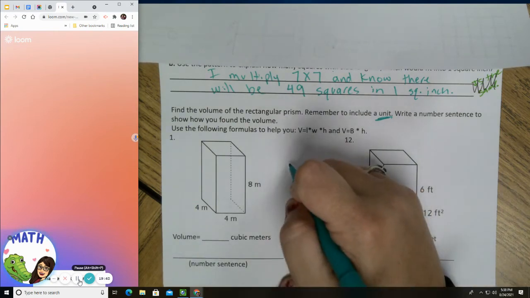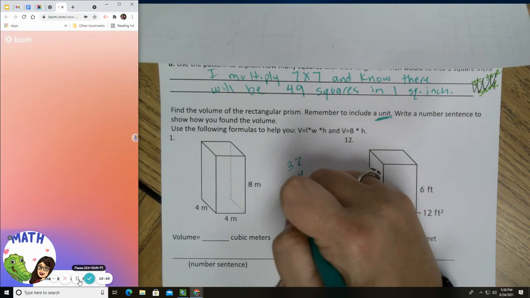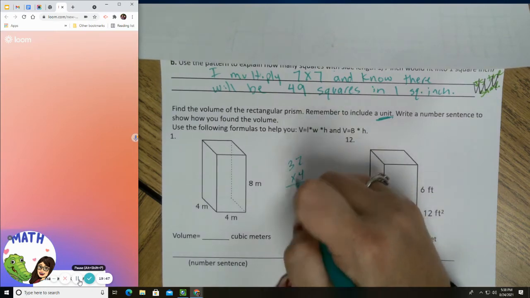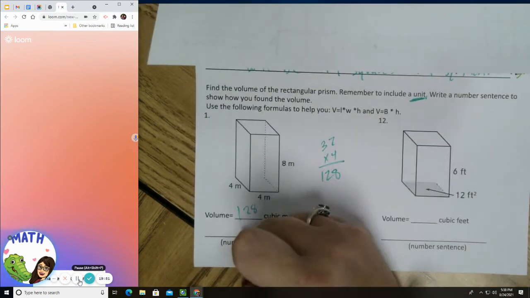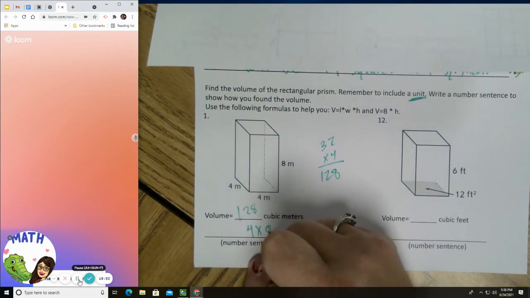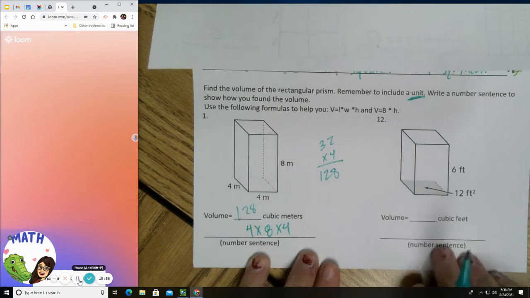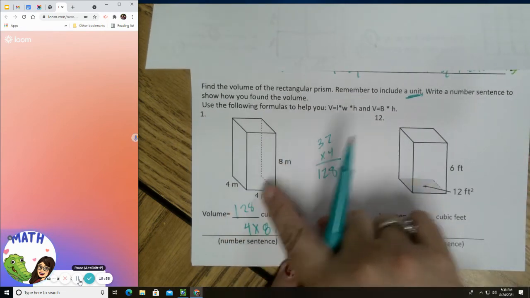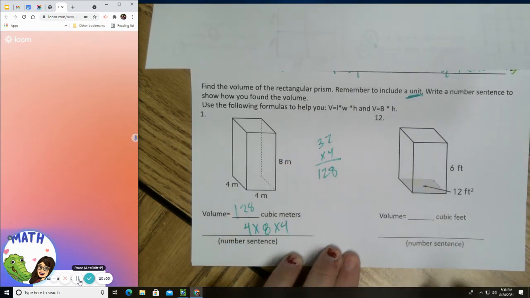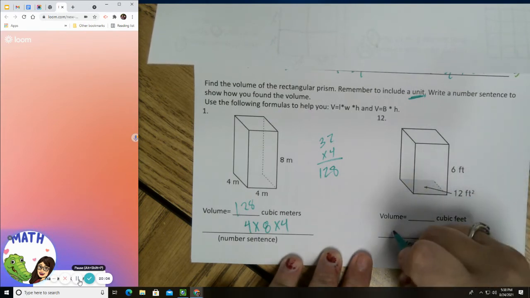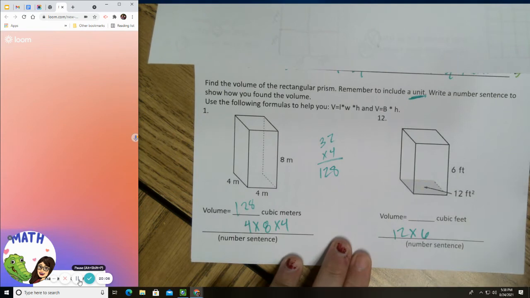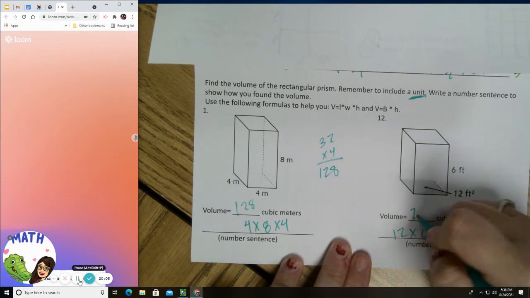4 times 8 is 32 times 4, 128. My number sentence would be 4 times 8 times 4. You also could have done 4 times 4 times 8. As long as you have the same numbers, you're okay. This one, we're going to do base times height, so 12 times 6. I know that 12 times 6 is 72.